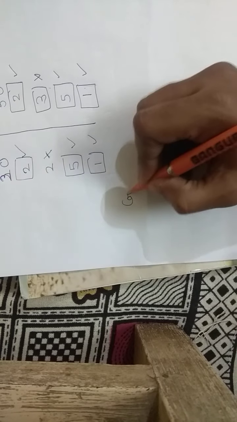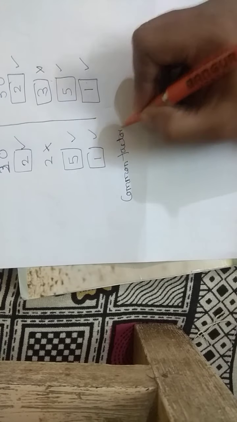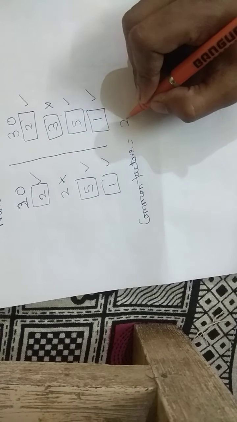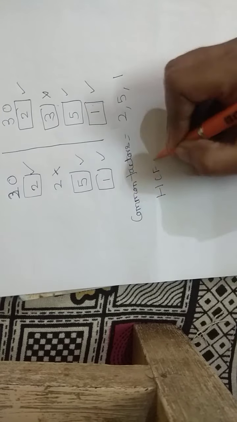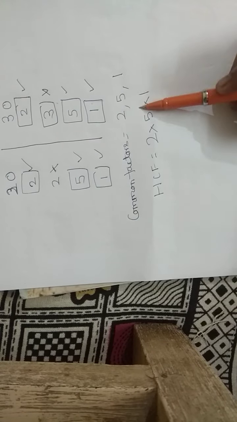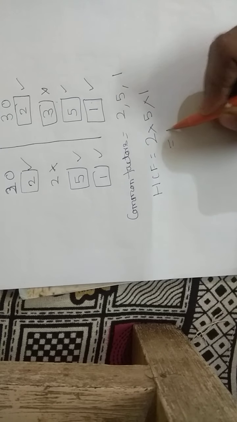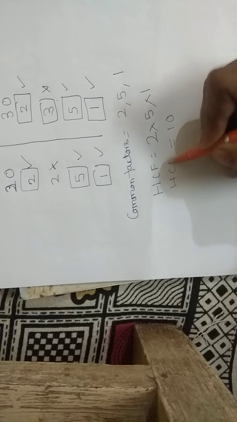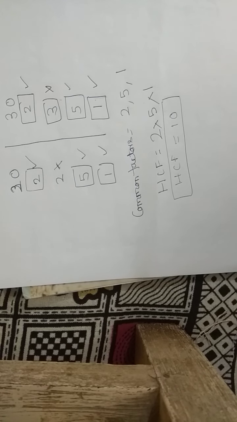So we will write common factors equal to 2, 5, 1. And HCF is the multiplication of these common factors. 2 into 5 into 1. 2 5s are 10, 10 1s are 10. So HCF is 10. I hope this example will give you more understanding, and now you will be able to solve problems. Thank you.